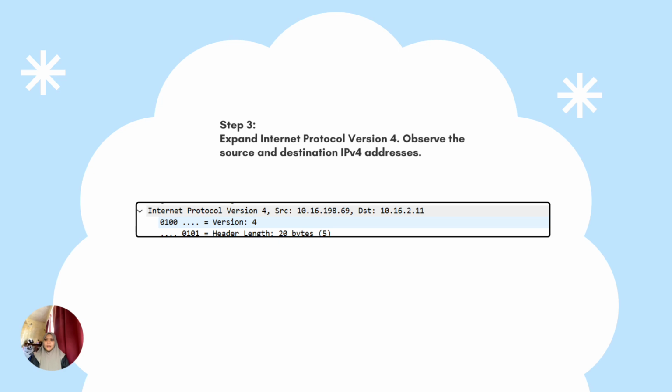We then expand the Internet Protocol Version 4 section to observe the source and destination IPv4 addresses. By analyzing these addresses, we can confirm the routing path taken by the DNS packet and check whether they align with the expected network topology.